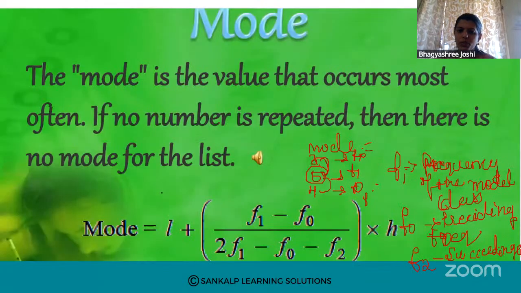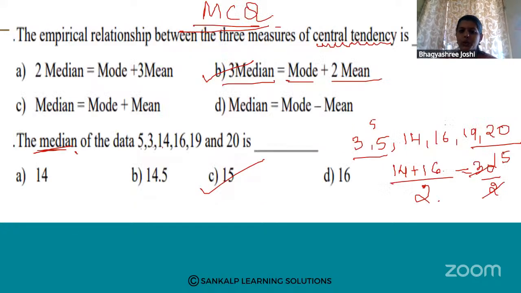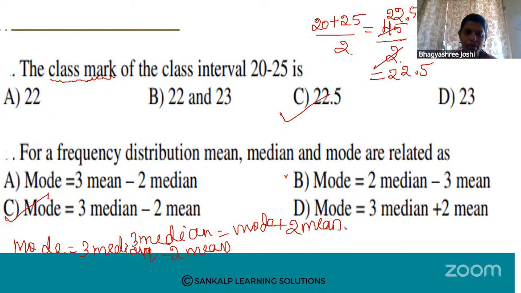And mode means what? It is the most repeated value, or you can say the highest value. So mode is L plus (F1 minus F0) divided by (2F1 minus F0 minus F2) into H. This is the formula to calculate mode. Next is median. Median means the middle value in the list of numbers. Median is equal to L plus (N by 2 minus CF) divided by F into H. Here H is the class size. Okay, wait for a minute.